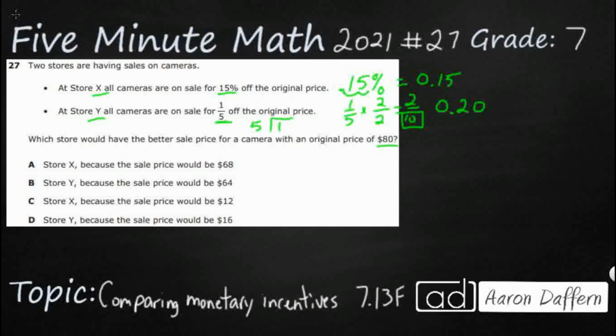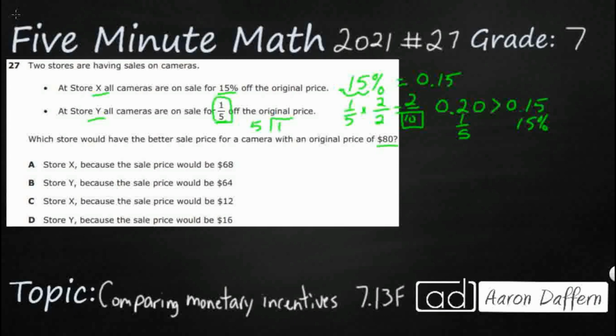So I'm thinking this is going to be better because this 20 hundredths is going to be a greater amount than my 15 hundredths. So I want that 1/5. It's going to be a better deal than the 15%. And that's store Y. But look, I need to say which one is a better sell price.